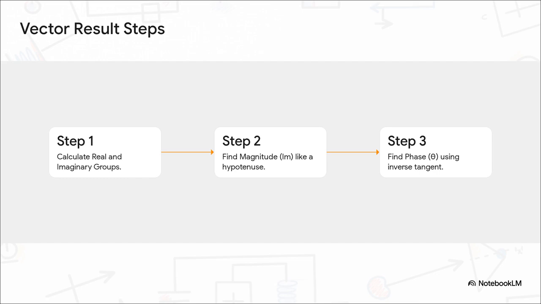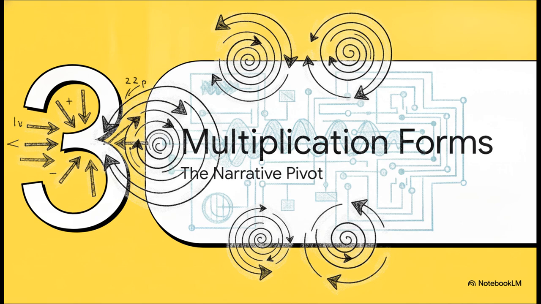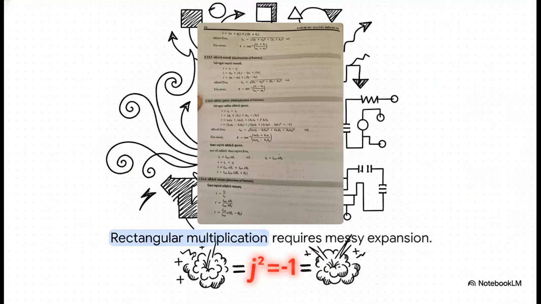And finally, step 3 is finding the phase, or the angle, denoted by theta. You take the inverse tangent of your imaginary group divided by your real group. By anchoring the textbook formulas to this repeatable 3-step process, you can easily extract real-world meaning out of the raw algebra. Let's hit section 3, multiplication in two forms, the narrative pivot. Okay, this is where we kind of have to completely rethink our strategy. If we try to multiply our vectors while keeping them in rectangular form, things get messy fast.